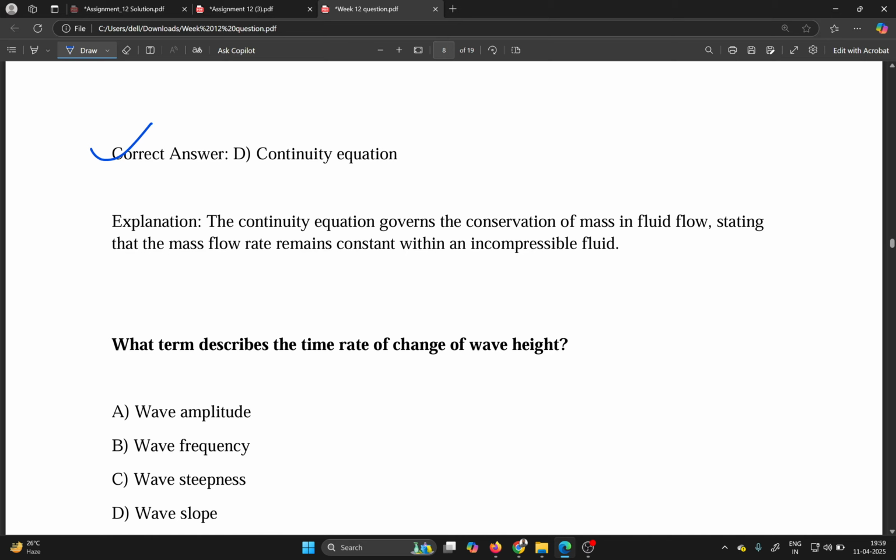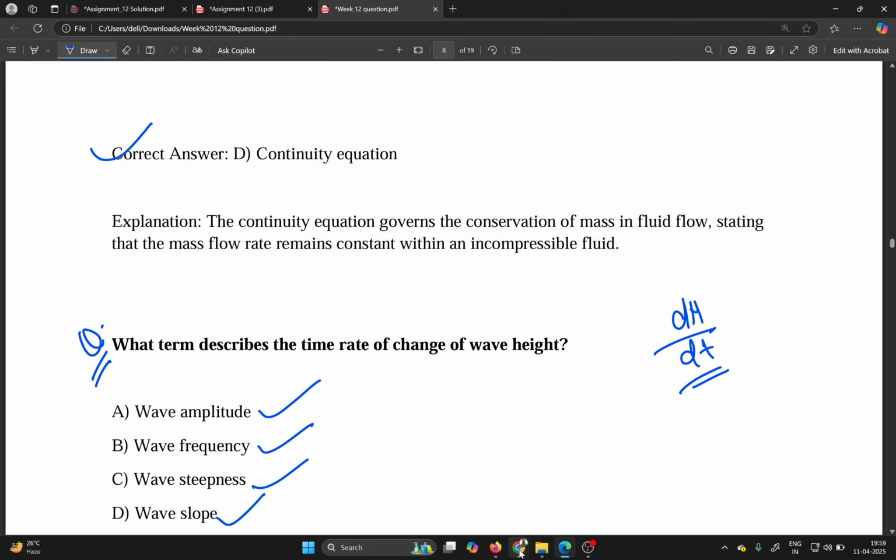Next question, what term describes the time rate of change of wave height? Time rate of change of wave height, remember please, which term describes it? Wave amplitude, wave frequency, steepness, and the wave slope.